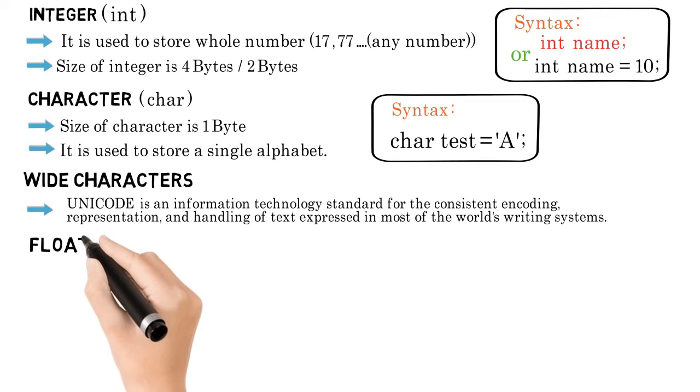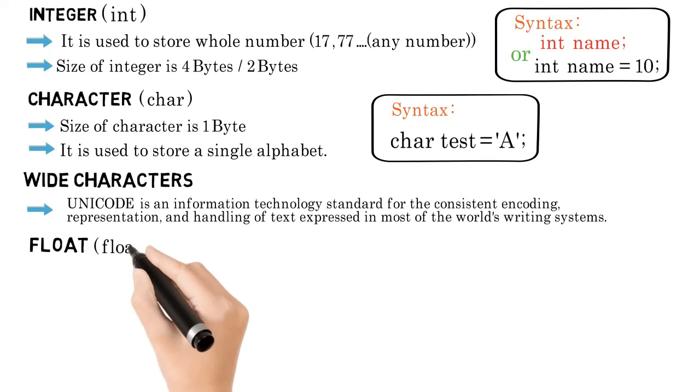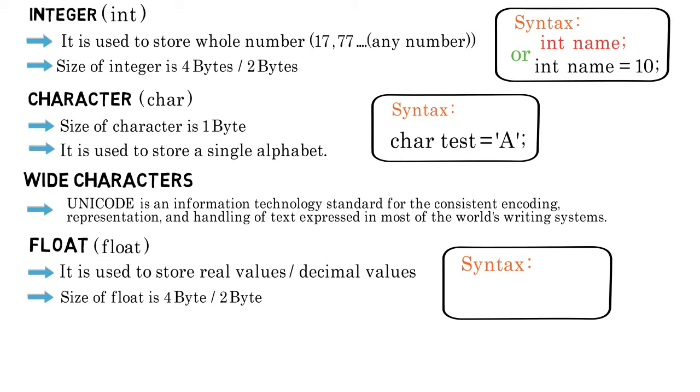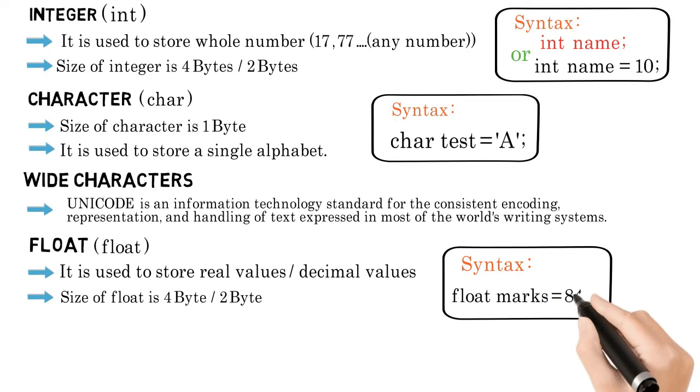The next data type is float. Float is used to store real values that are decimal values, or we can say floating values. The size of float is 4 byte. Syntax is float space the name of the variable. For example, we are using marks equals to 84.5. Here this is a floating value which contains a decimal point.